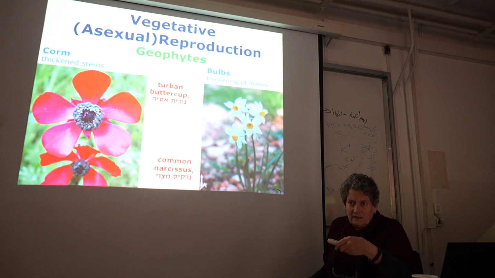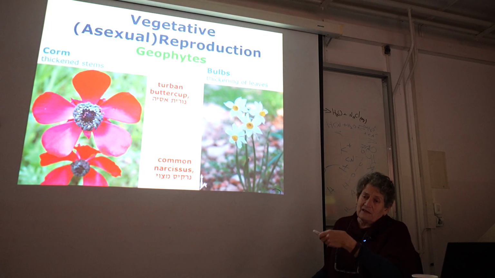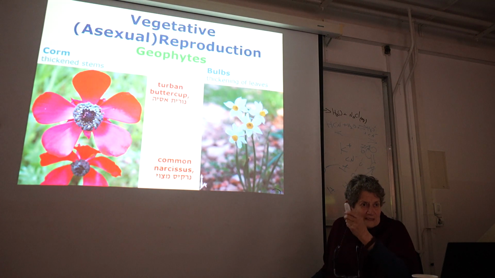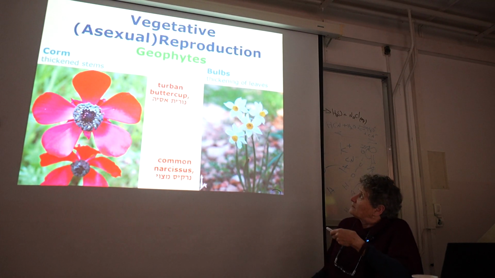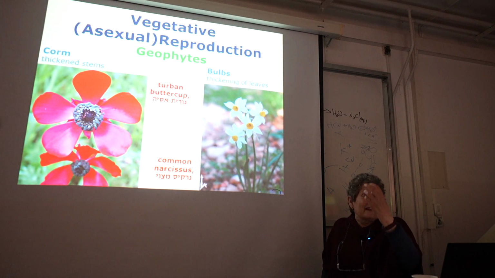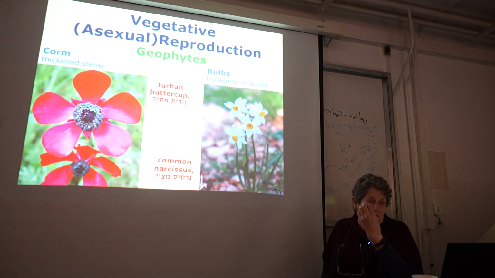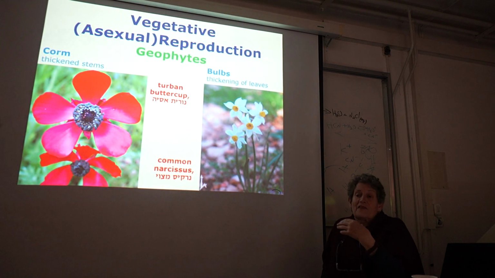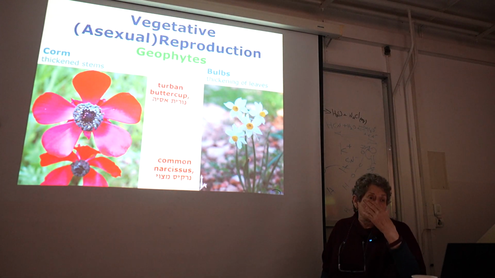insects. Sorry, their pollinators are insects, and they reproduce that way. But they also have an alternative. And what's the alternative? These are plants that we call geophytes. Geophytes have an underground organ that can reproduce vegetatively.